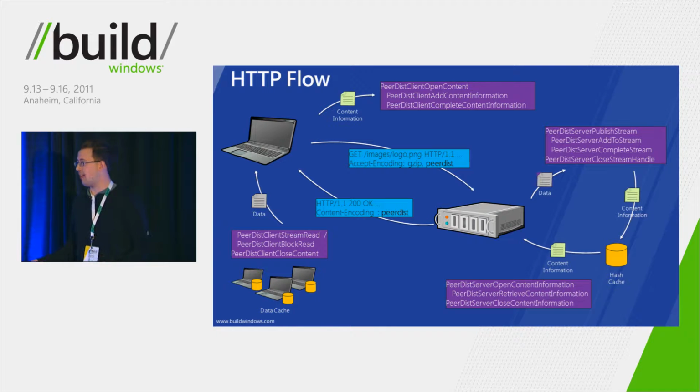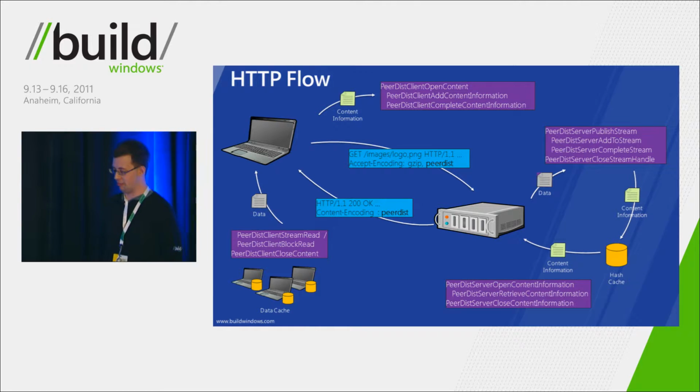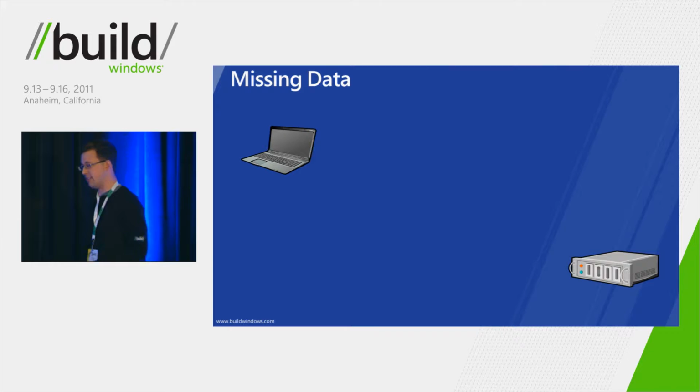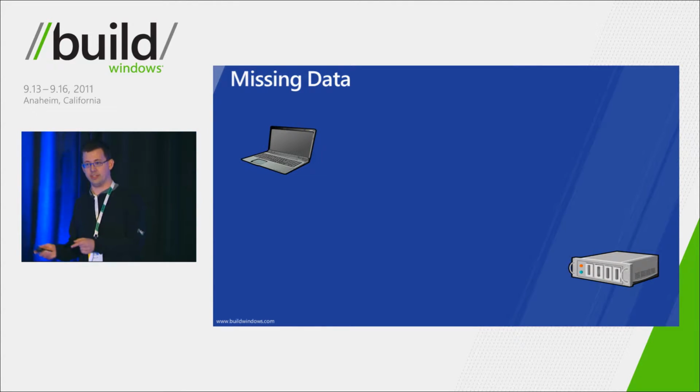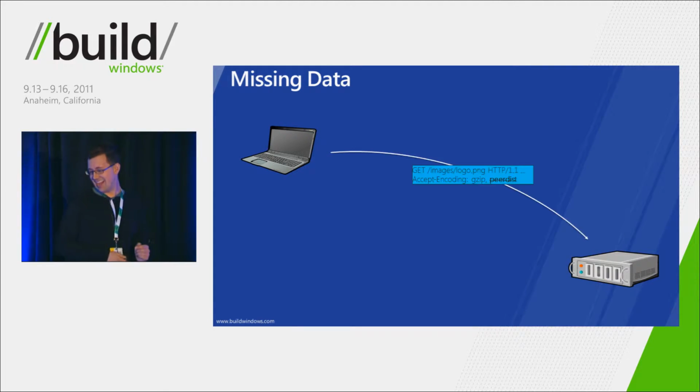Now, if you're able to find everything within the branch office, at that point you're done. You can just call peer-dist client close content. That releases all the client resources associated with the operation. If some of the data was missing from the branch office, you're going to have to go to the content server and retrieve that information in order to add it to the cache.